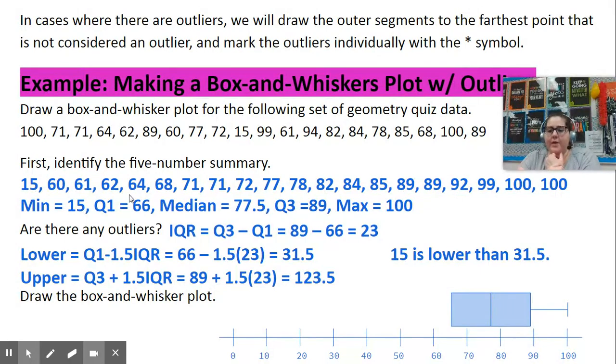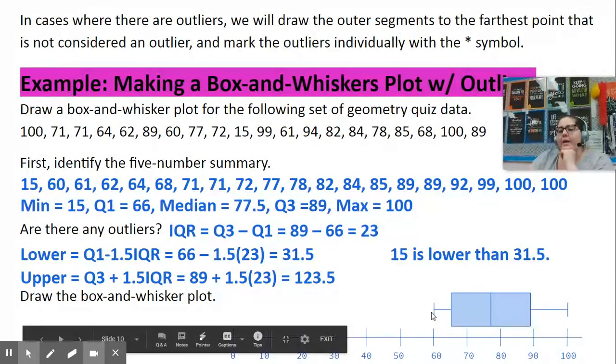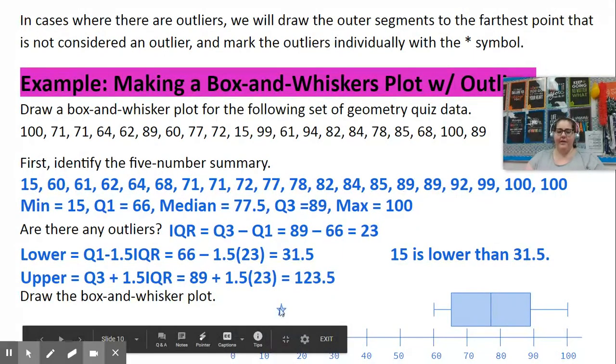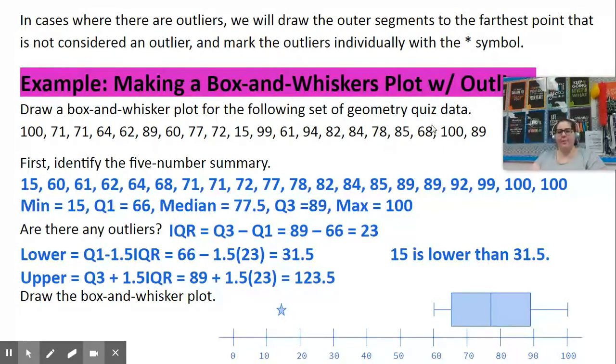Now my lower tail is where there was an outlier. So what I do is I have my lower tail end at the first number in my list that's not an outlier. 60 was the first number in the list that was not an outlier, so I have my tail end at 60. Then I just draw either a dot or a star or an asterisk wherever there's an outlier. So I drew a little star at 15 because that 15 was an outlier. That's how we make a change on a box plot if there are outliers.